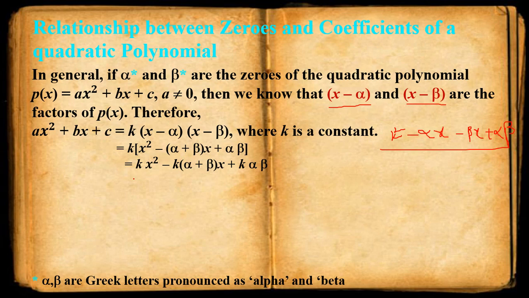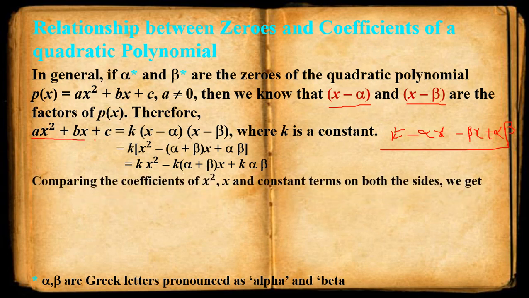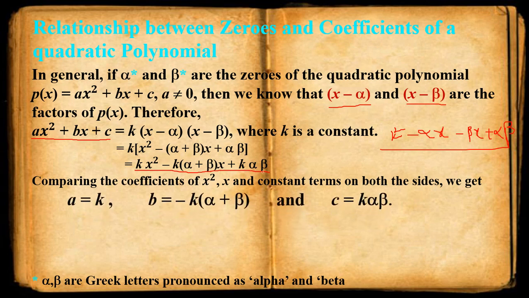Now when we compare these two sides, that means this ax square plus bx plus c is equal to this kx square minus k(alpha plus beta)x plus k alpha into beta. When we compare the coefficients of x square, x, and the constant term, we get k is equal to a, minus k into (alpha plus beta) is equal to b, and c is equal to k alpha beta. Okay, now a is equal to k.